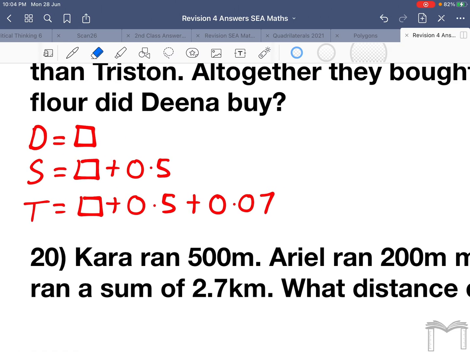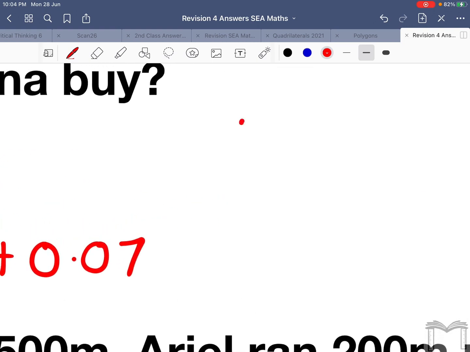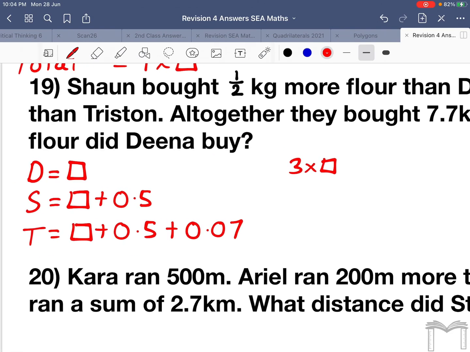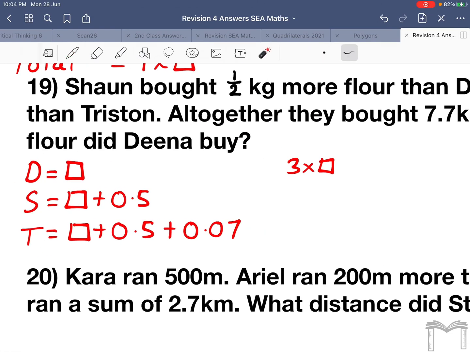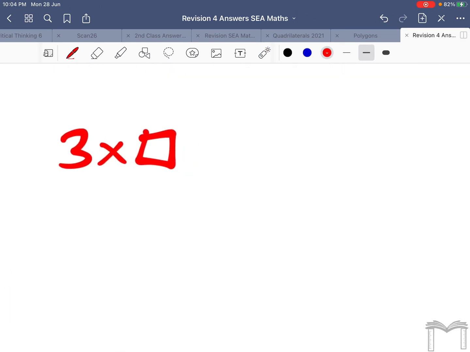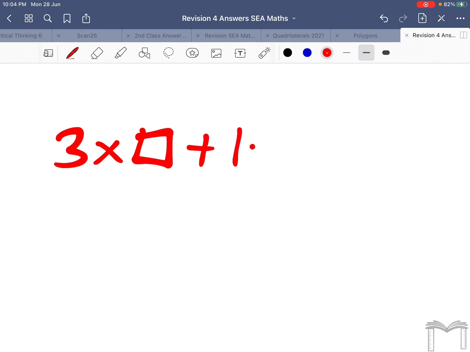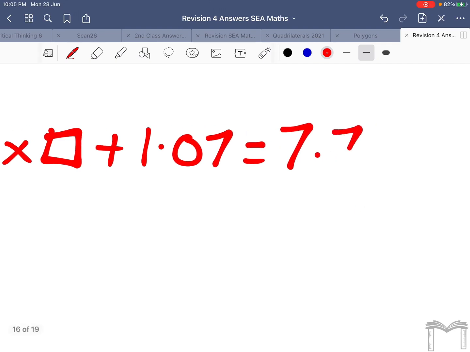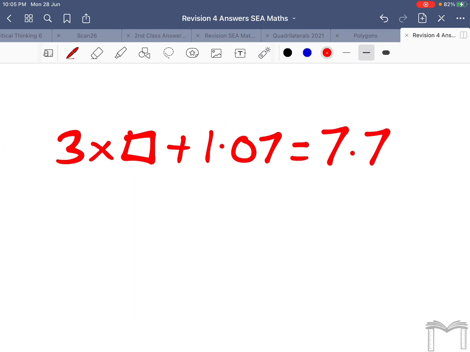So what we'll do now is we'll add these items together. So 3 boxes, so we'll put that as 3 times 1 box is 3 boxes, and 0.5 plus 0.5, that's 1 whole. 1 whole plus 0.07 will give you 1.07, and this is equal to the total, which they gave us to be 7.7 kilograms.